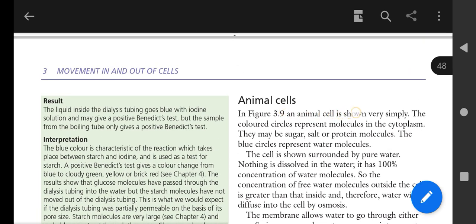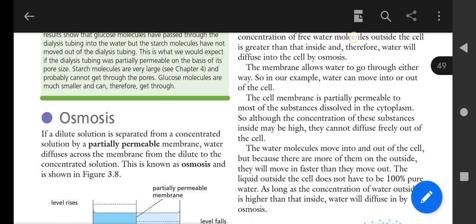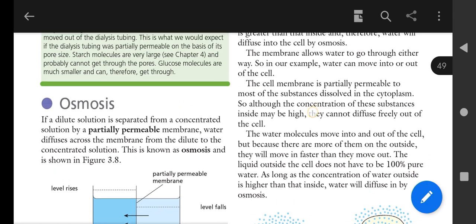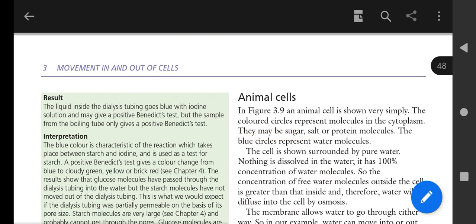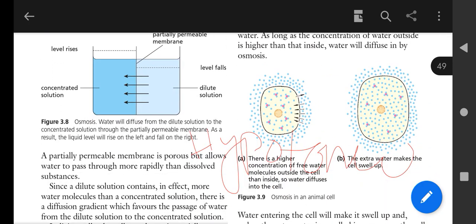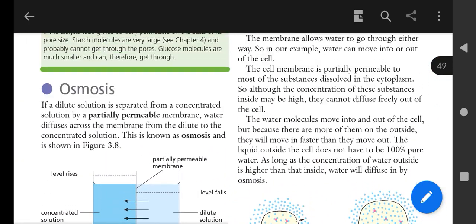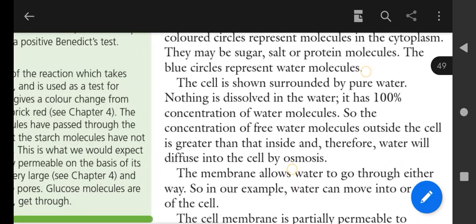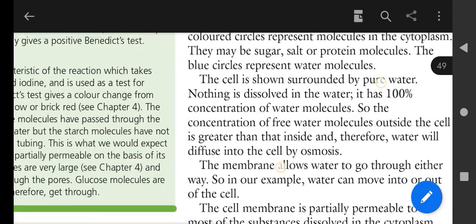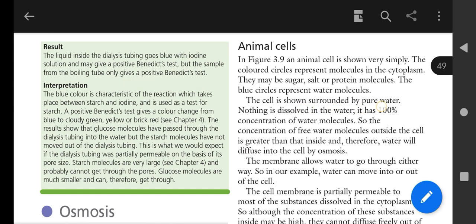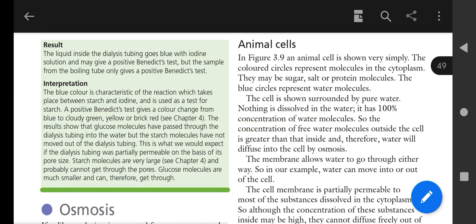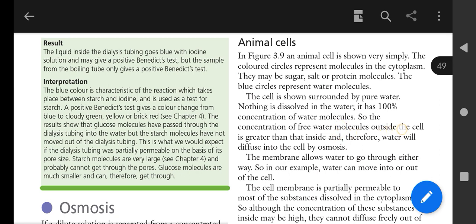So in the animal cell, shown very simply, the colored circles represent molecules in the cytoplasm. They may be sugar, salt or protein molecules. The blue circles represent water, and we can see a very large quantity of blue circles is present. So the cell is surrounded by pure water. Nothing is dissolved in the water. It is 100% concentration of water molecules. So the concentration of free water molecules outside the cell is greater than inside, and therefore water will diffuse into the cell by osmosis.